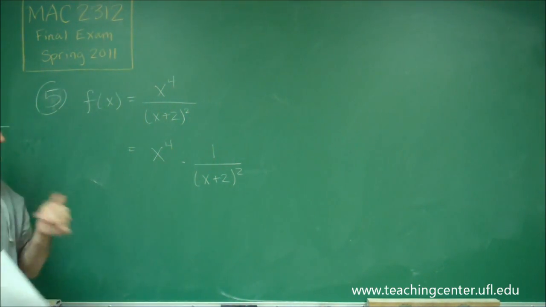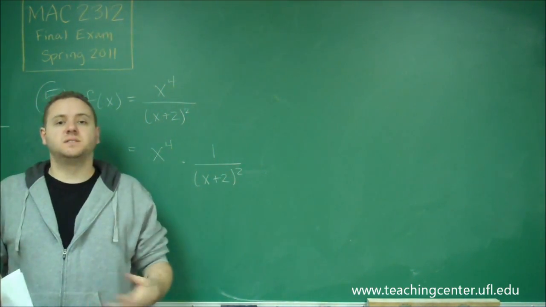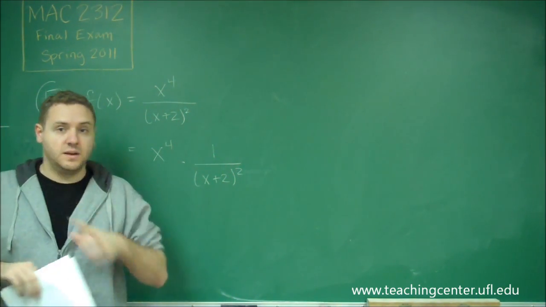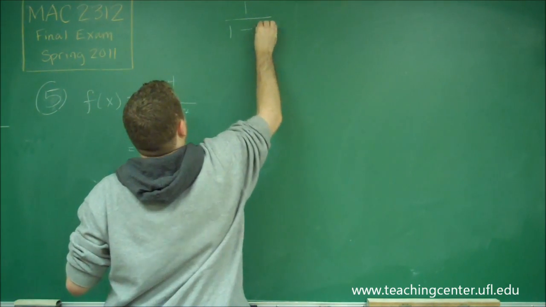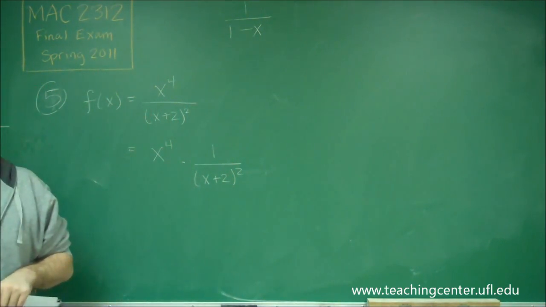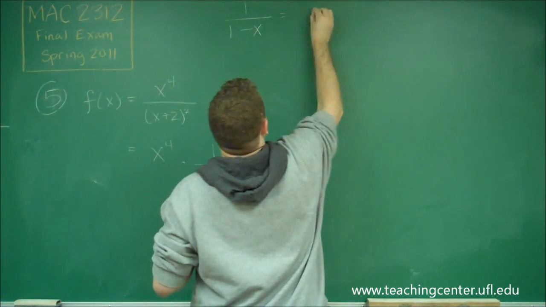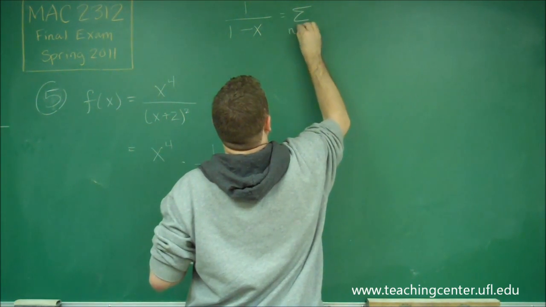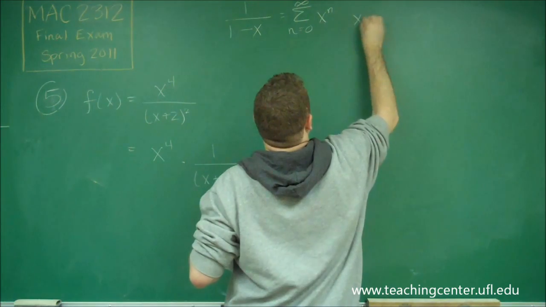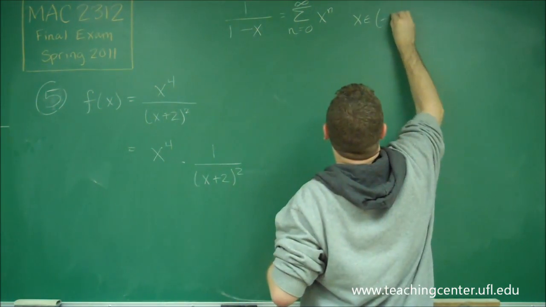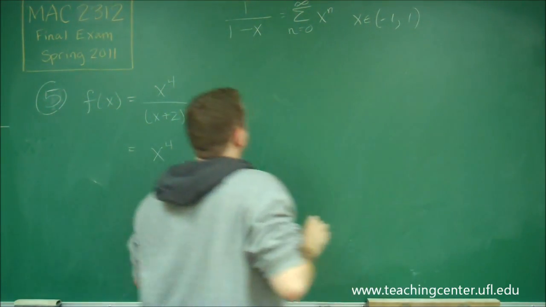Now, (x plus 2) squared in the denominator is very similar to one of our power series. The power series I'm referencing is that if you have 1 over 1 minus x, we have the sum from n equals 0 to infinity of x to the n, where our interval of convergence is -1 to 1.